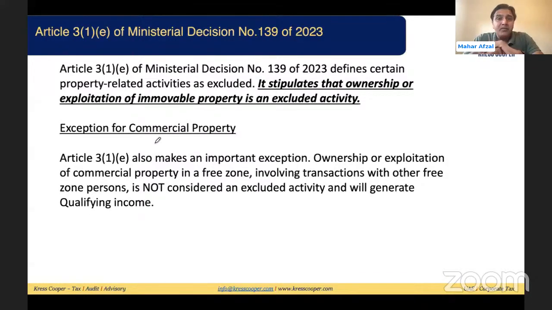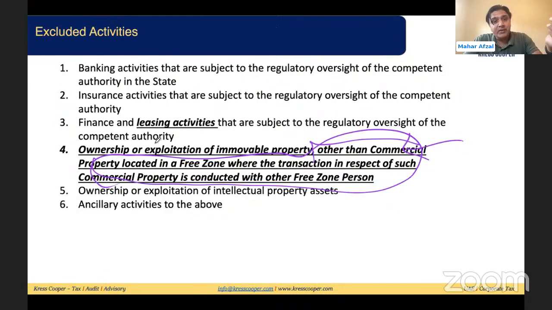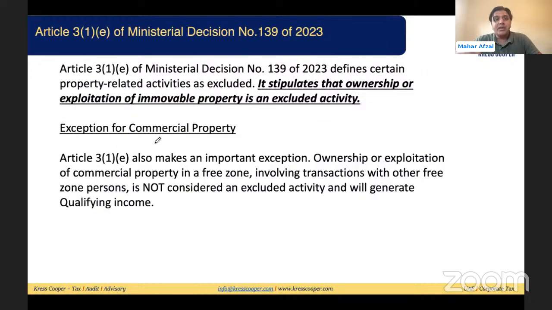So this is one ministerial decision on this specifically. This ministerial decision stipulates that the ownership and exploitation of immovable property is an excluded activity. We have discussed this already. Whenever we're discussing an excluded activity, the ownership and exploitation of immovable property being an excluded activity means there is no possibility to generate 0% qualifying income from the ownership and exploitation of immovable property, except one.